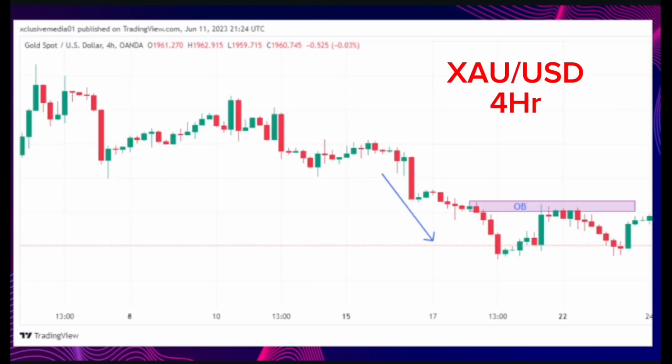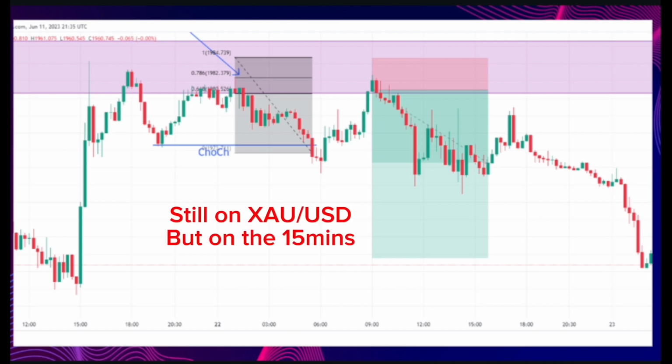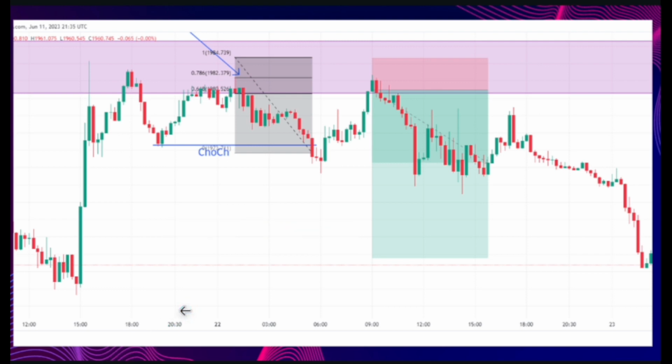Let us see another example on gold, which is a bit different from what we had earlier. Here we have an impulsive move to the downside, so we draw our order block. You can see the impulsive move, then we have our order block. Since this is on the 4-hour time frame, we now move to the 15 minutes to find possible short entries. In the 15 minutes time frame, we already have made a change of character. So it is time to find a new order block and place short entries.